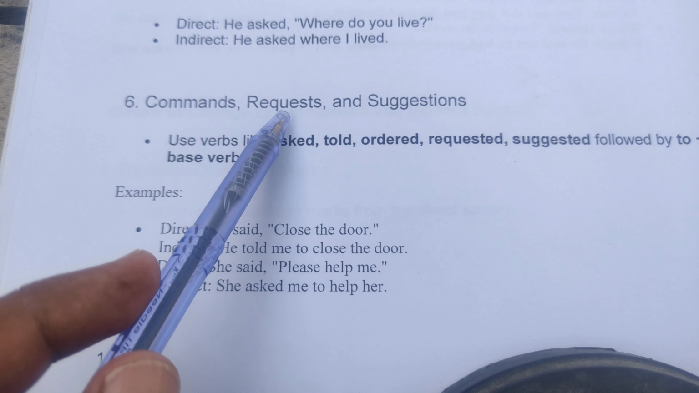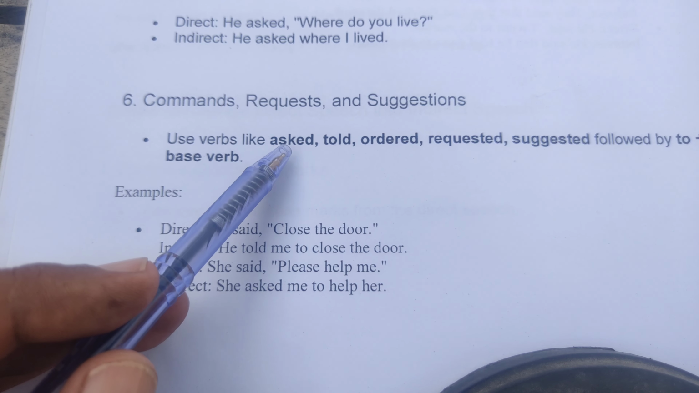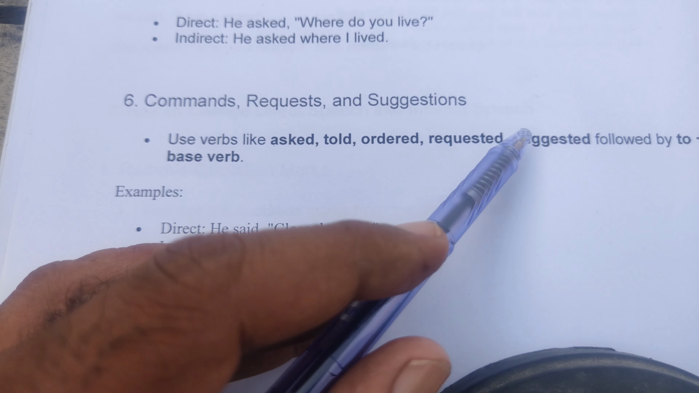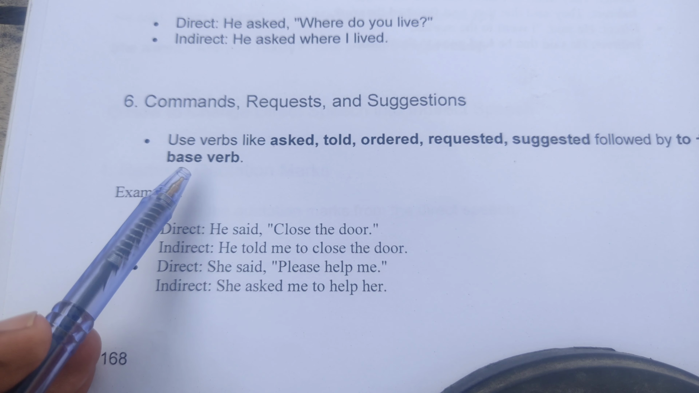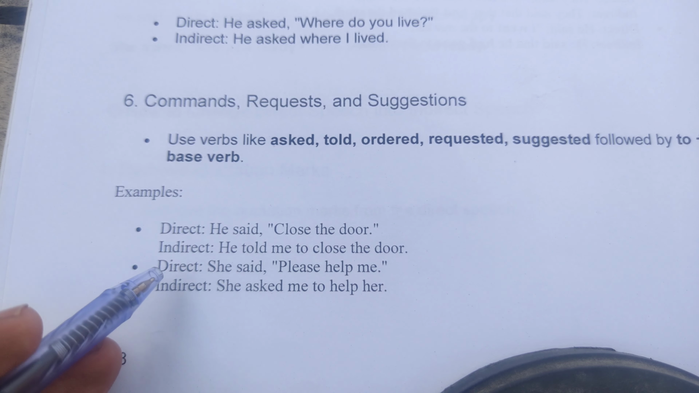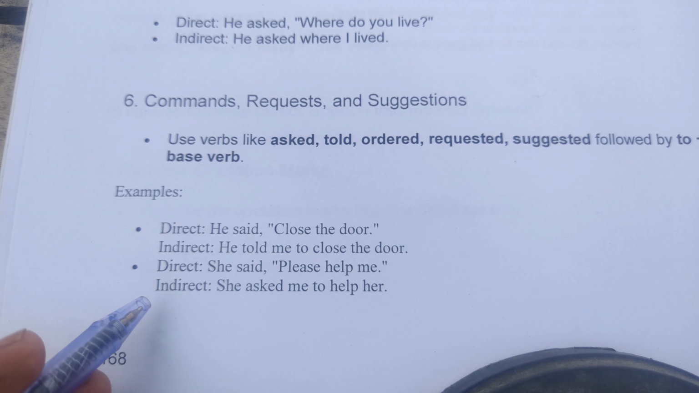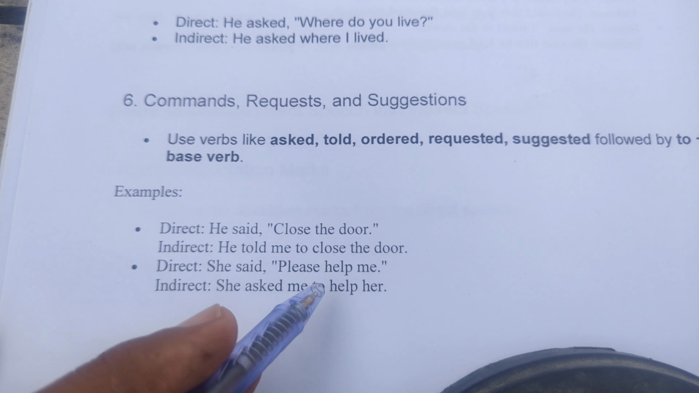Number 6, commands, requests and suggestions. Use verbs like asked, told, ordered, requested, suggested, followed by to plus base verb. Here we have examples. Direct: He said, "Close the door." Indirect: He told me to close the door. Direct: She said, "Please help me." Indirect: She asked me to help her.